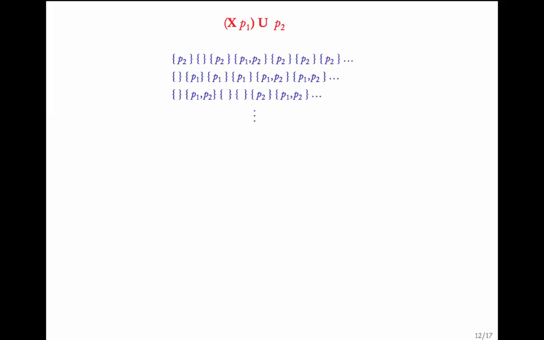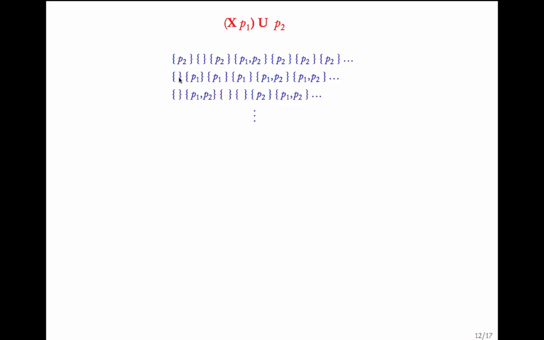Let us now look at a slightly more complicated example. Instead of P1 until P2, it's going to be XP1 until P2. Firstly, note that this is not X of P1 until P2. No, it is XP1 until P2. At some point of time, P2 should be true. So look at this word here, position 0, 1, 2, 3, 4. Position 4 satisfies P2 and till that position, XP1 should be true. That means position 0, 1, 2, 3 should satisfy XP1.